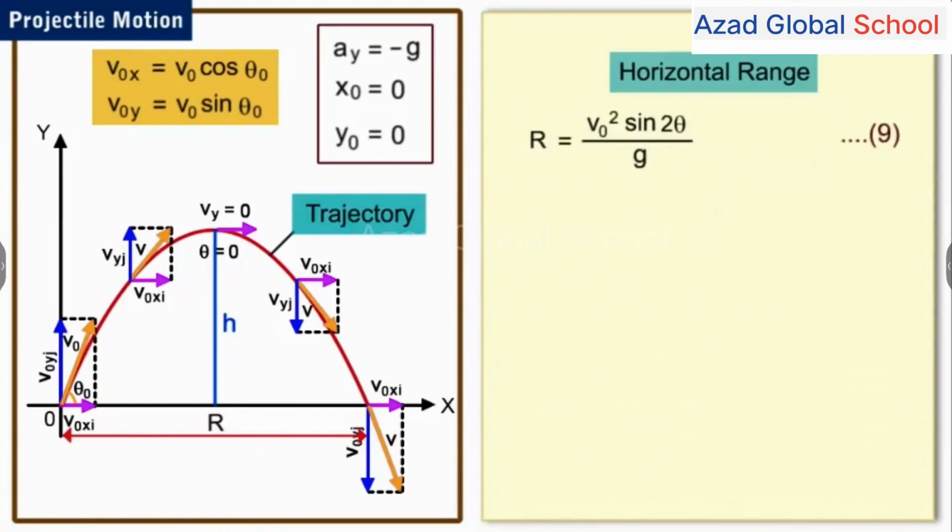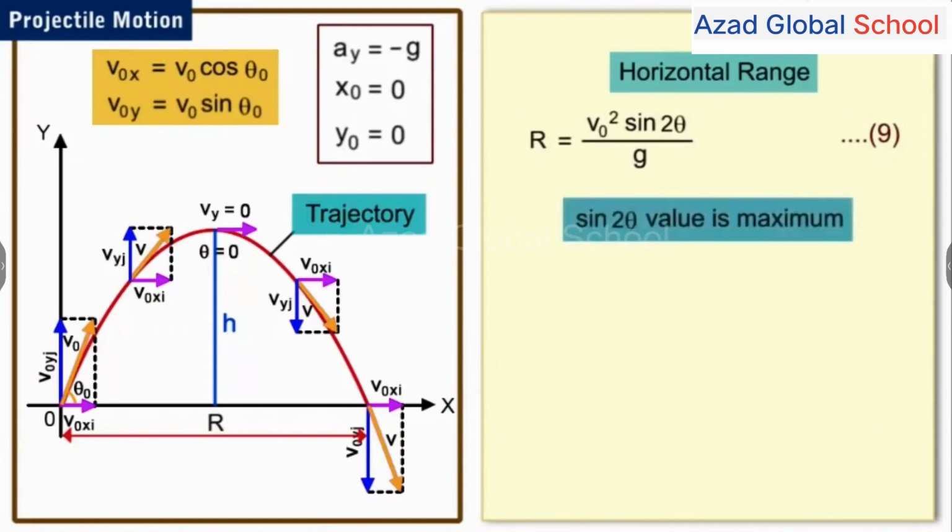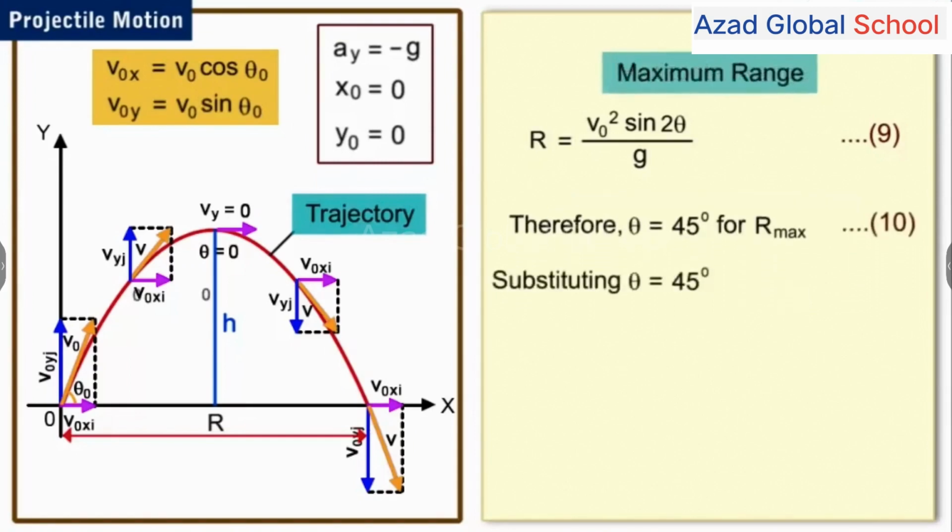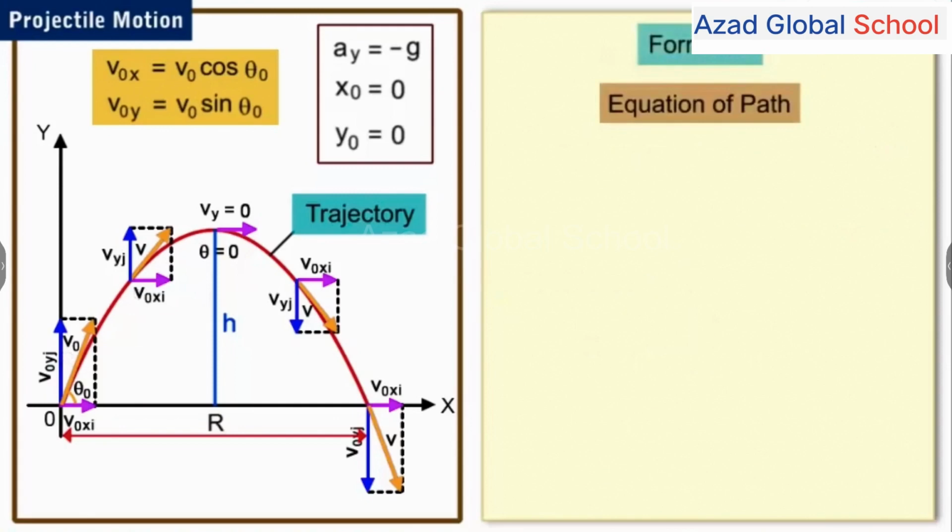What is the angle of projection for the maximum range of the projectile? R may be maximum when the sine 2θ value is maximum, that is, 2θ is equal to 90 degrees. Therefore, θ is 45 degrees for R to be maximum. Let this be equation 10. Substituting θ is equal to 45 degrees in equation 9, we get R max is equal to v0 square by g.